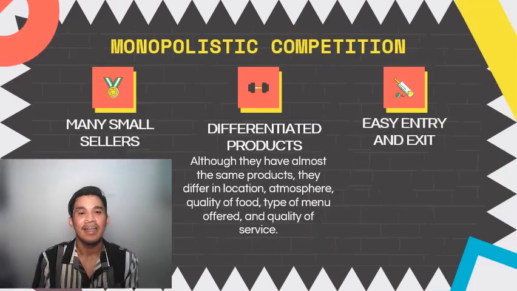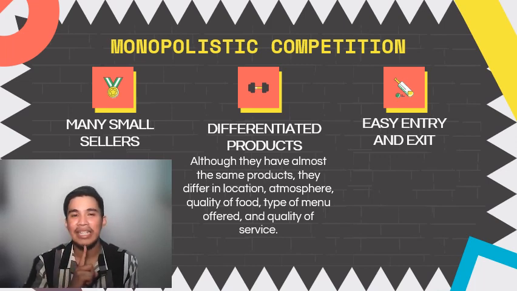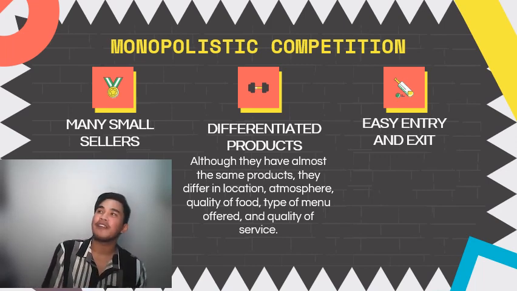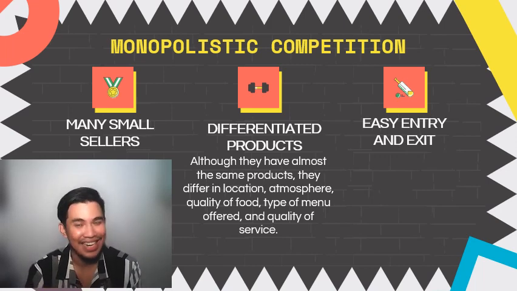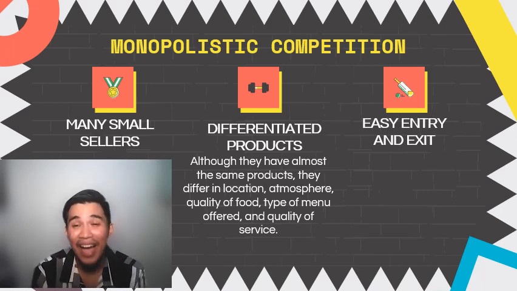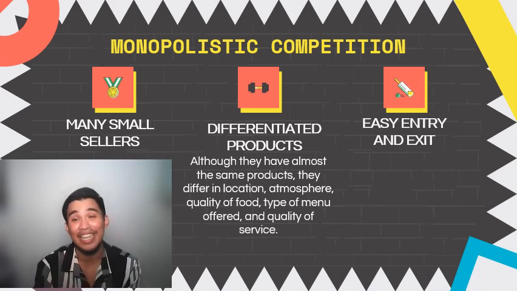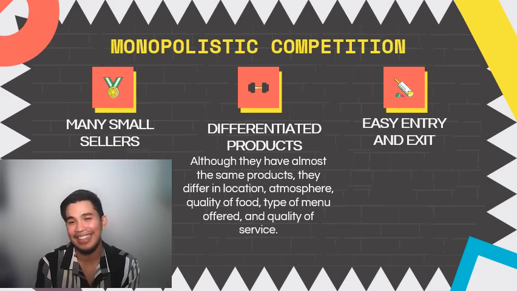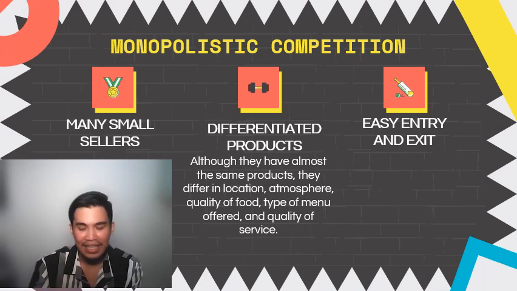Okay? Now let us know some of its characteristics. Again, many small sellers. Ayan, sobrang dami. Another example for that are the toothpaste brands. Ayan, Happy, Colgate, Close Up, ayan, Sensodyne. Ayan, so those are an example of monopolistic competition. Aside from that, I already explained this one, differentiated products and easy entry and exit. Okay? Remember that, easy entry and exit.